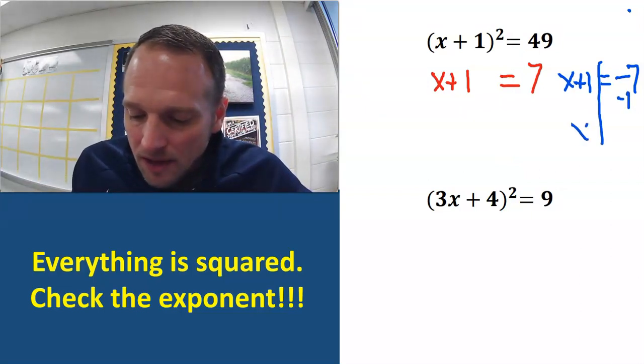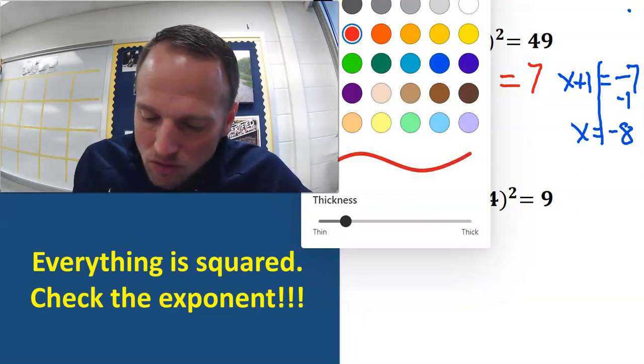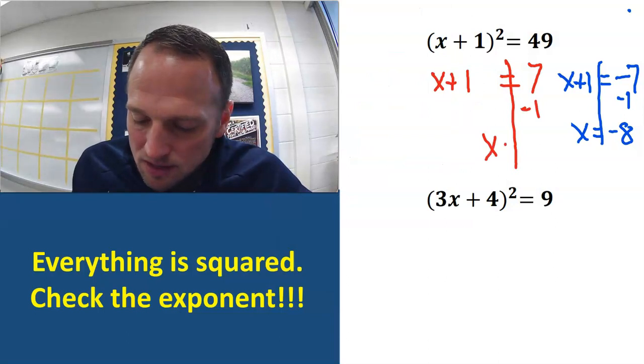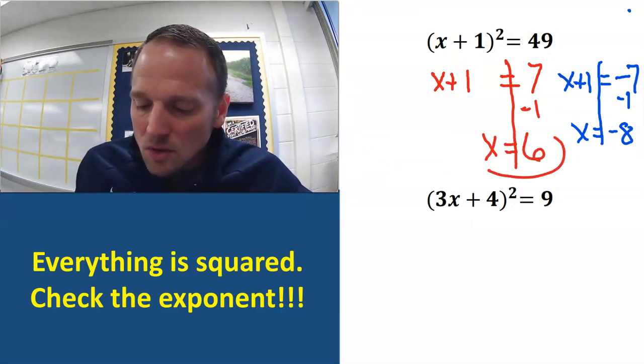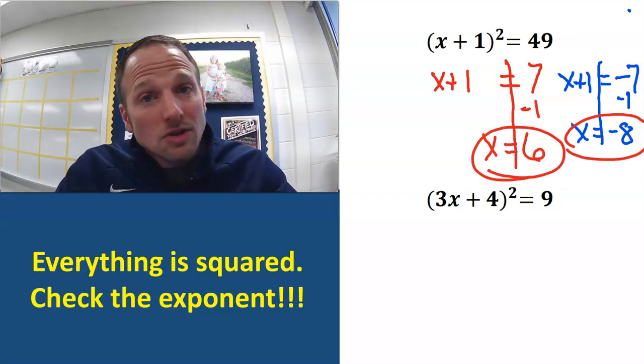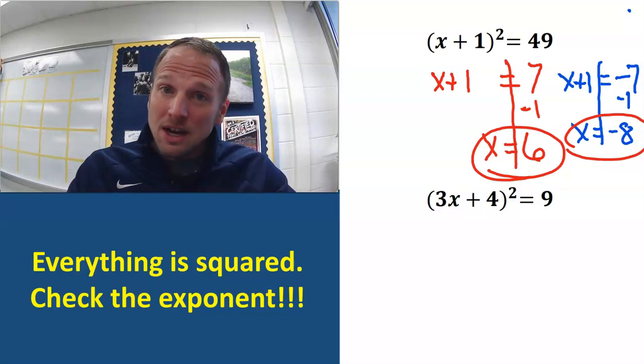Subtract the 1, x equals negative 8. Come over here to the red one. Subtract the 1, x equals 6. So there we go. Two answers, and that was much, much easier than the last way that we did. That way got kind of crazy.